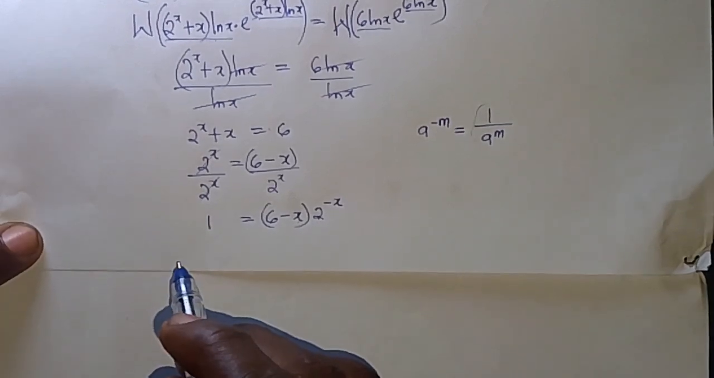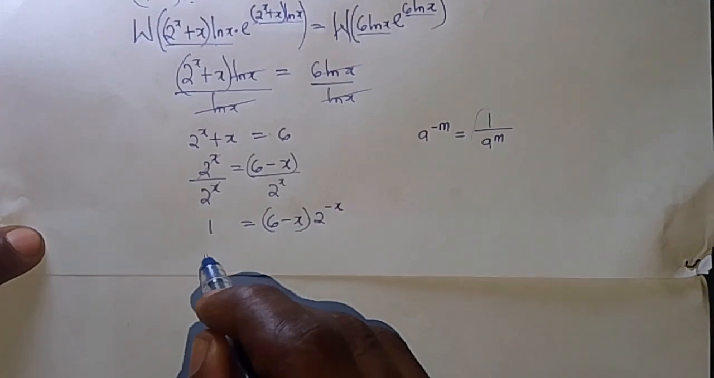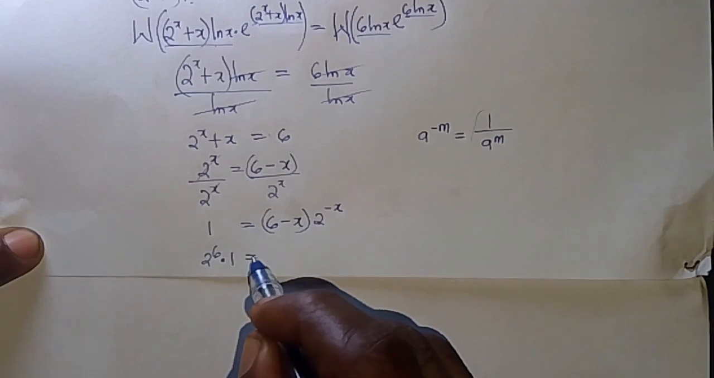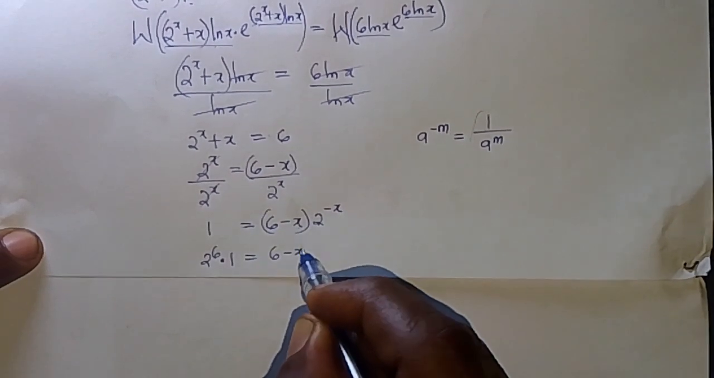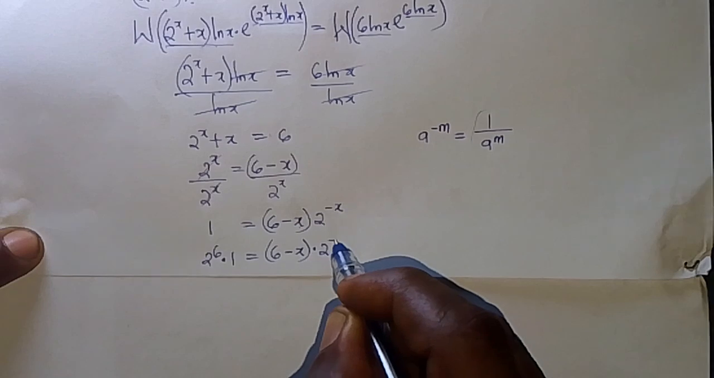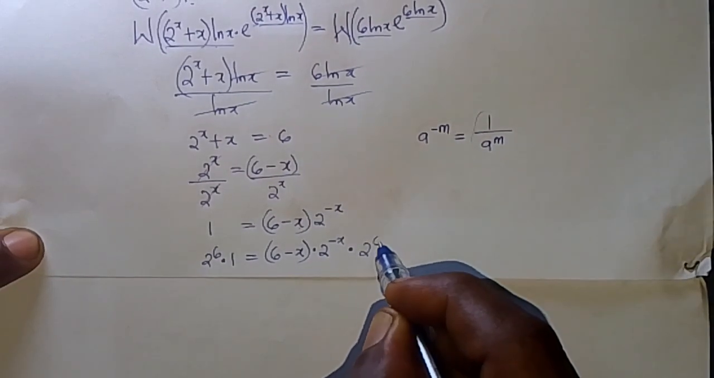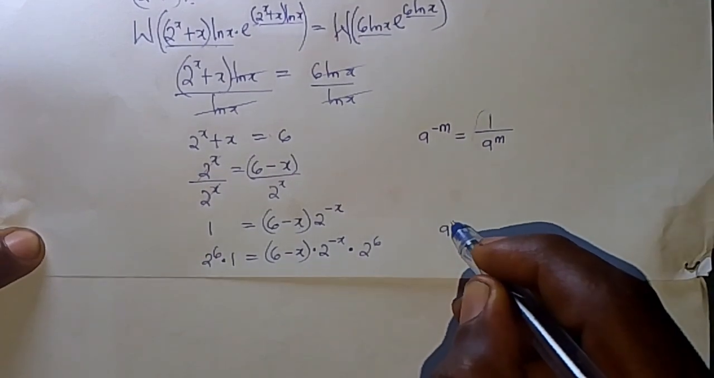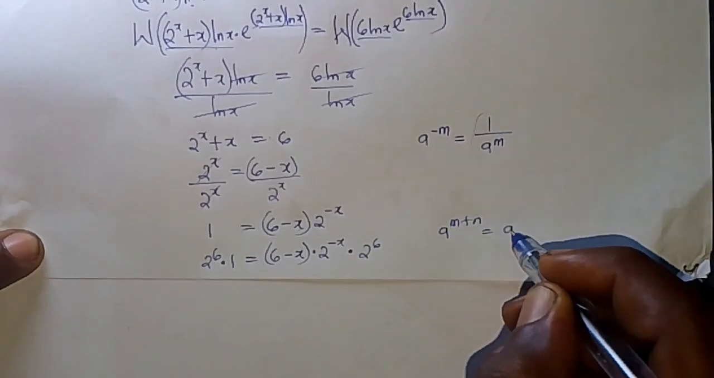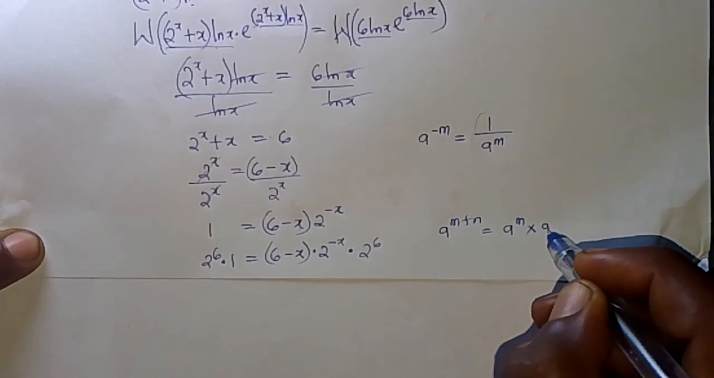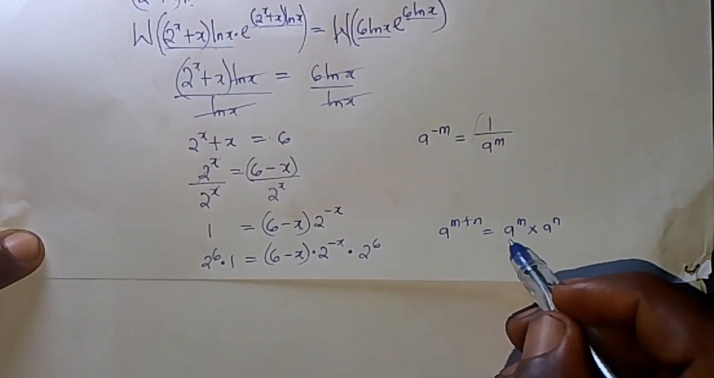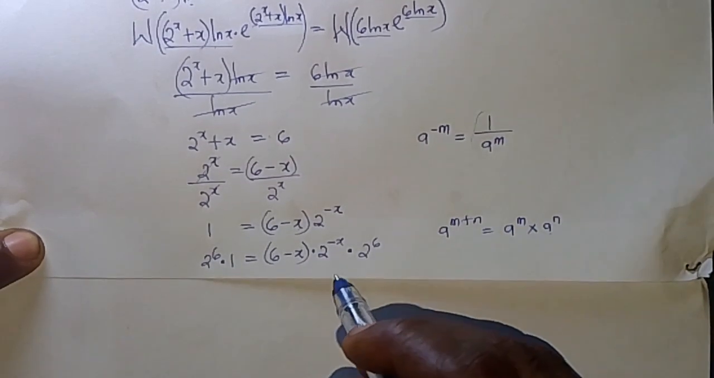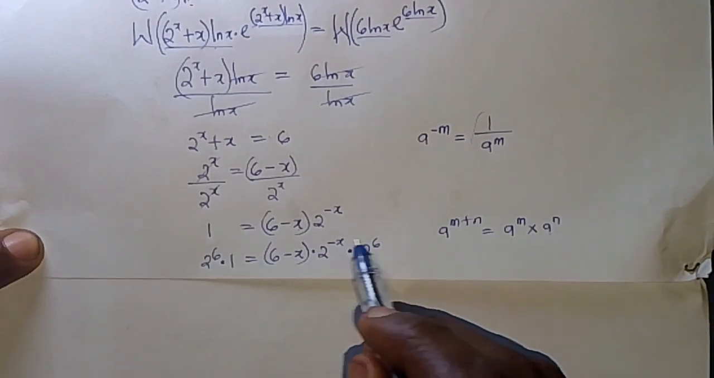So if we multiply through by 2 to the power of 6, then we'll be having 2 to the power of 6 multiplied by 1 on the left hand side of this equation. And on the right hand side, we are having (6 minus x) multiplied by 2 to the power of minus x multiplied by 2 to the power of 6. So we have to apply the law that a to the power of m plus n equals a to the power of m multiplied by a to the power of n. Whenever two numbers with the same base are multiplying each other, we have to add the exponents.